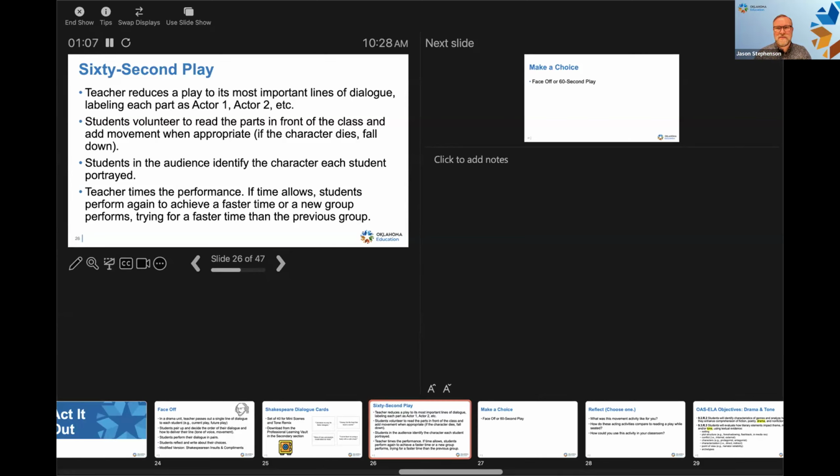Because in Shakespeare plays, a lot of characters die in his tragedies. So if there was a character death in one of the lines, the student could fall down in a safe way where they don't hurt themselves. Then the students in the audience who are watching, at the conclusion of the play, identify the character that each student was portraying. That way they're staying engaged and keeping track of those important lines of dialogue.